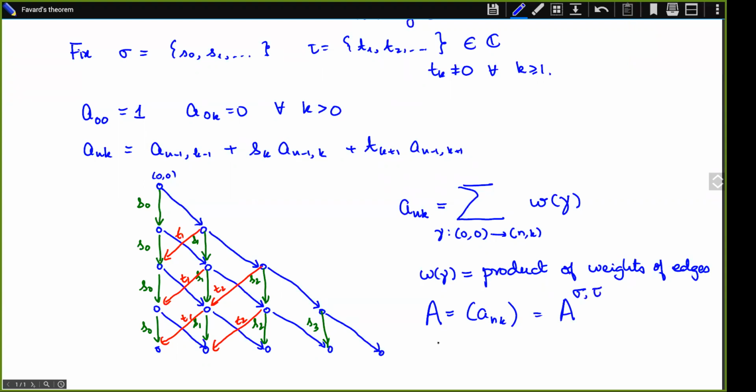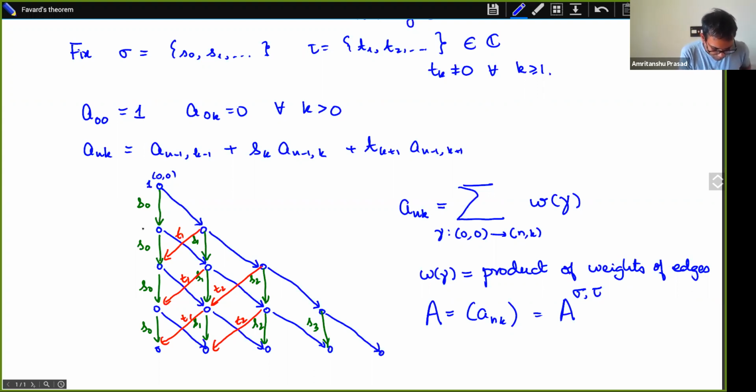But I just see that all the paths have the same weight. What do you mean all the paths are the same weight? Like if you start from 0,0, let's look at what we get here. So this thing is 1. Here you will get S0. There's only one path. Here, you'll get S0 squared plus T1.